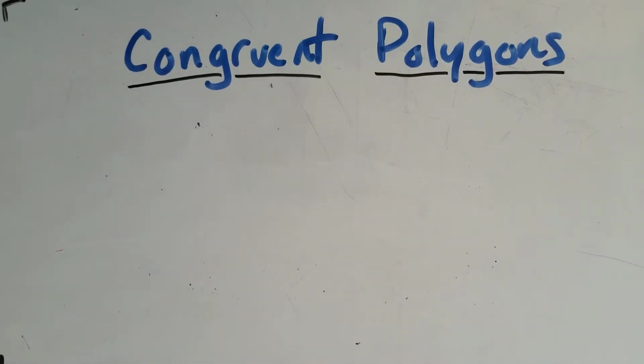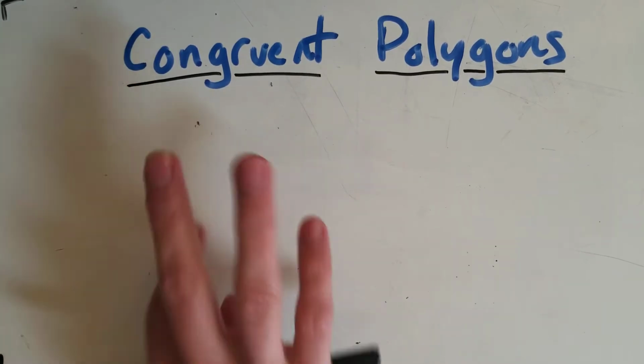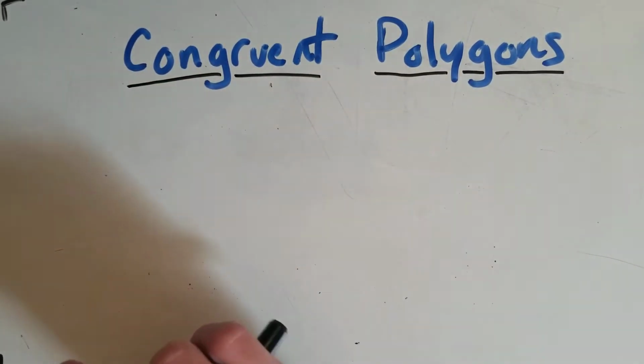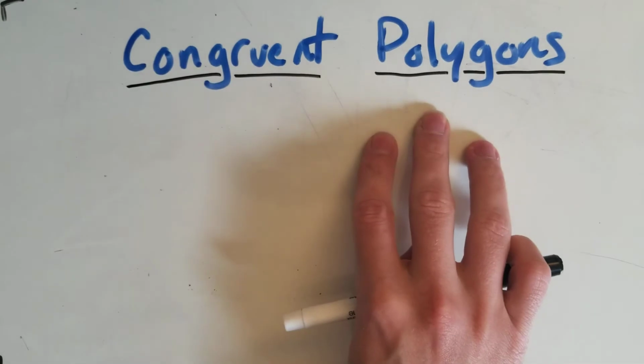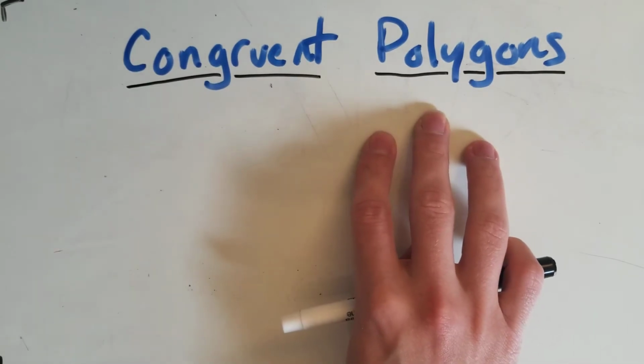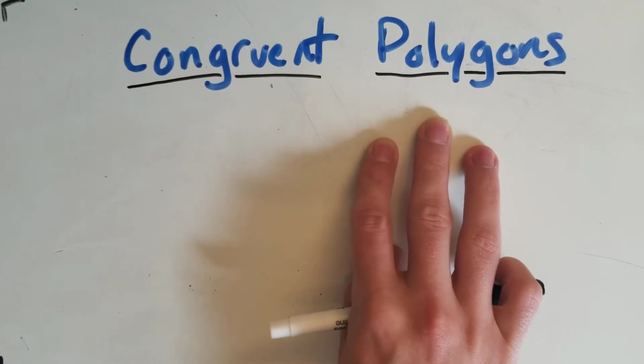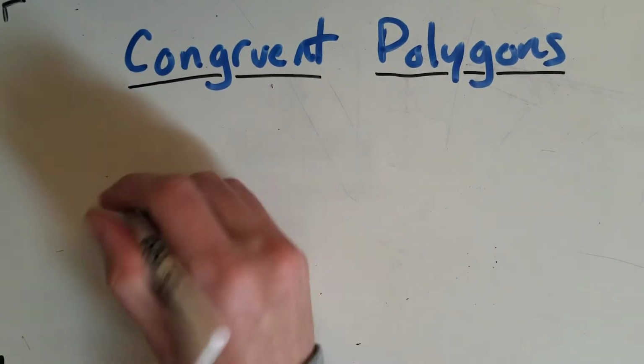Hey guys, today we're going to talk about congruent polygons and some special things we have going on with them. So congruent polygons, what it means to be congruent means to be equal in measure. So when you're talking about different polygons that are congruent, that's going to mean they're the exact same shape and the exact same size. So everything about them is exactly the same.